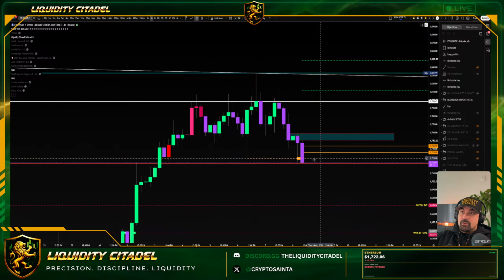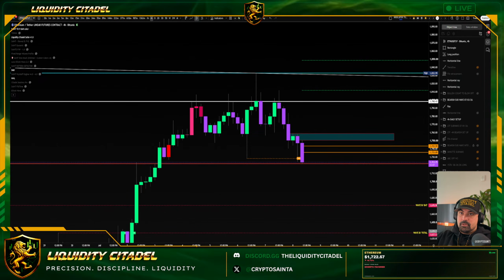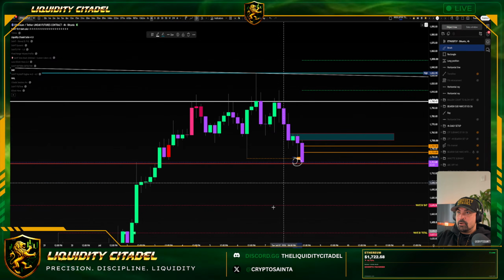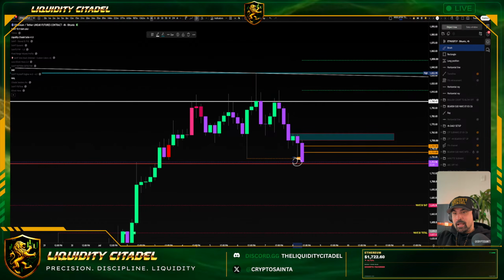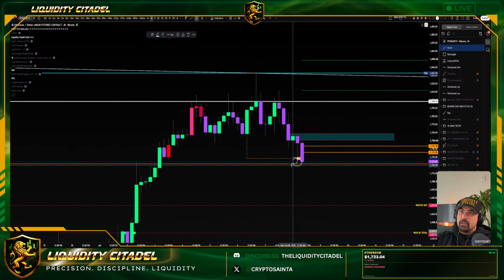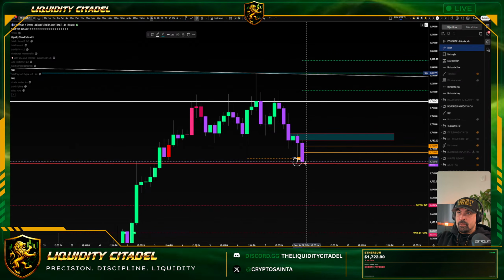It depends on where this change of character decides to end, but if it decides to pull back up, first we would need to close underneath here. Not the wick, we need the body. We need the body to close underneath that level, right? You don't get a true change of character unless you get that body that's underneath.